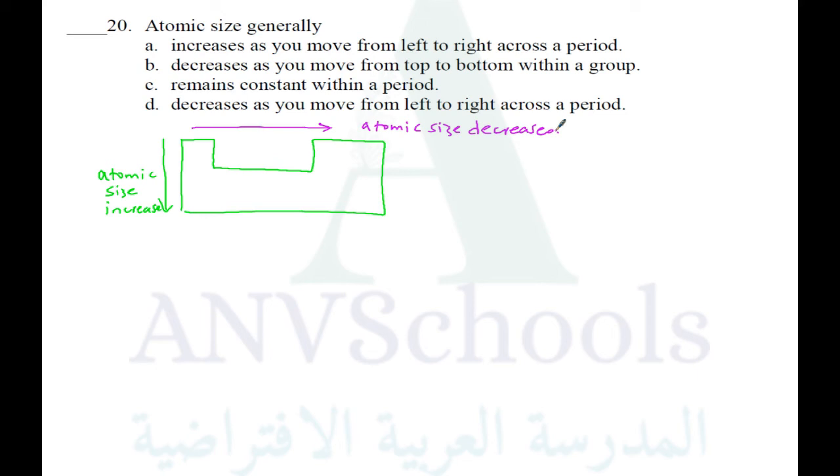Decrease as you move from top to bottom, it should be increasing. Remains constant within a period. Decrease as you move from left to right across a period. So this description fits with this one. So the answer will be D.